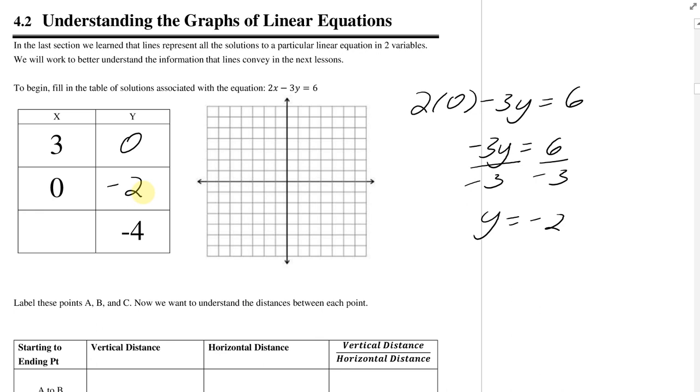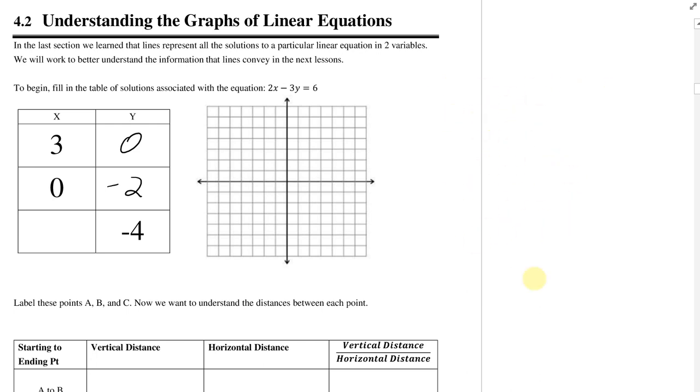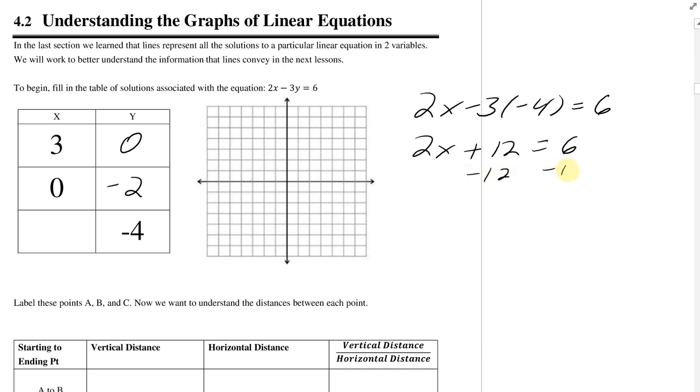Okay, so now for the last one, I'm going to do y equals negative 4. So once again, I'll just get rid of all this. And so now let's do 2x minus 3 times negative 4. That equals 6, not negative 6, my bad. Okay, so now I've got 2x plus 12 equals 6. Subtract off the 12. I get 2x equals negative 6. Divide each side by 2. And I get x equals negative 3, so I'll put that in here.